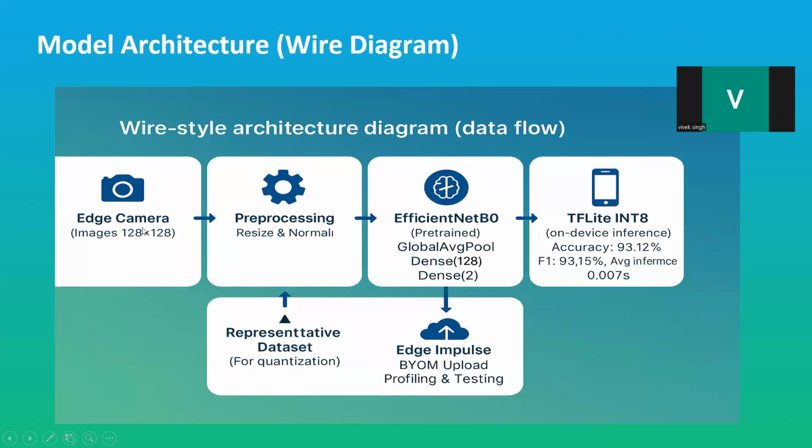And this is the model architecture of the project. Basically, we are taking the image from the edge camera, and we are pre-processing the image, and then it is passed to the EfficientNet B0 model, and then it is converted to the TensorFlow Lite format in Int8 model.